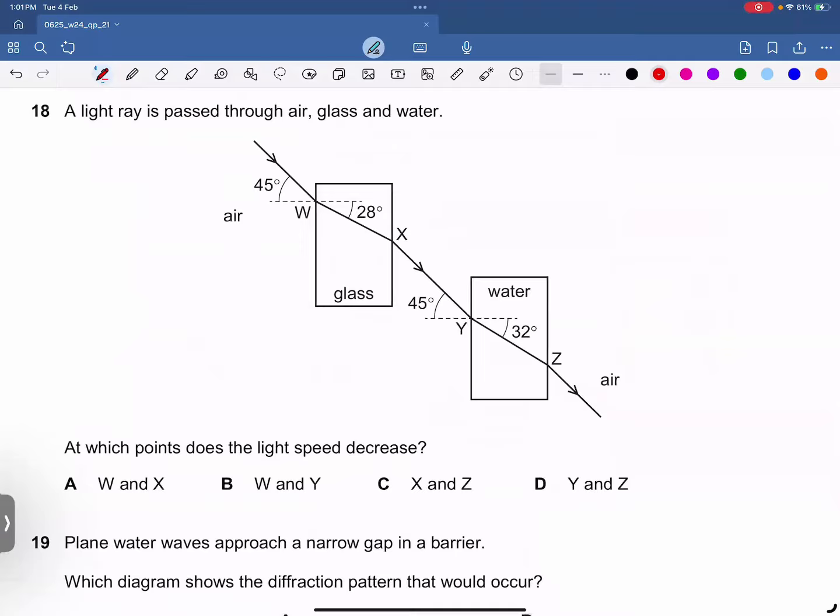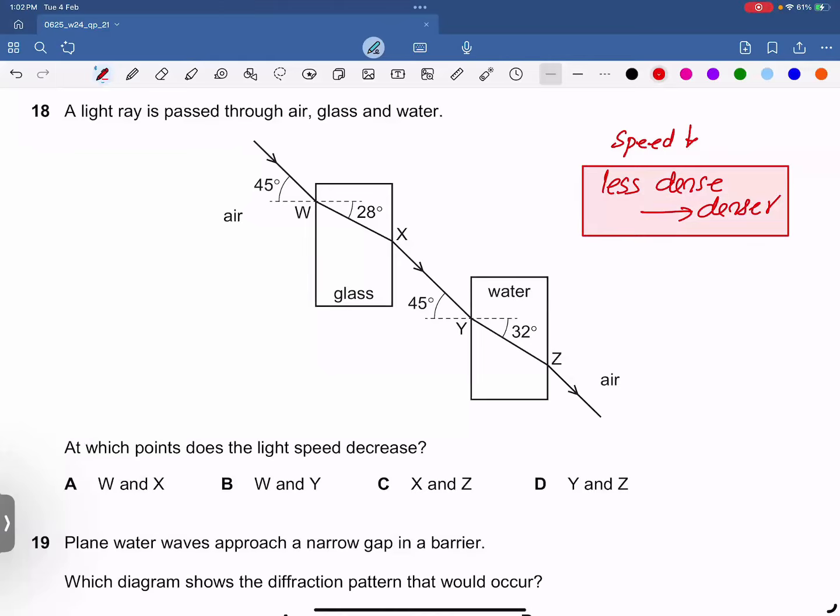It's a refraction of light. So a ray of light is passed through air, glass, and water. At which points does the light speed decrease? Speed of the light decreases when it goes from less dense to dense medium. So let's see which one is less dense and which one is denser medium. Air is less, glass is denser. Yes, speed will decrease. You can say even the angle is decreased from normal.